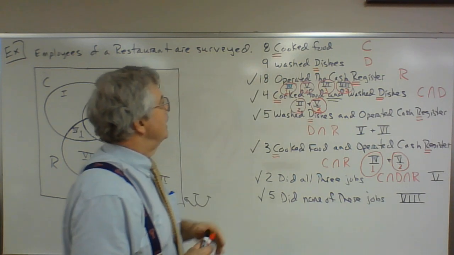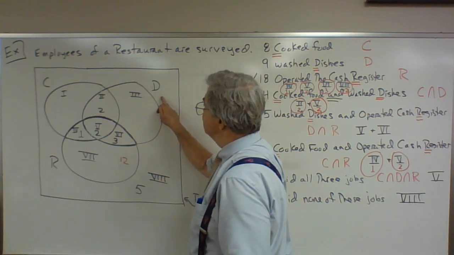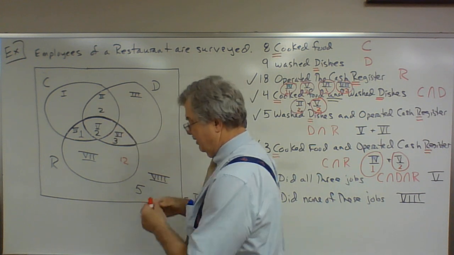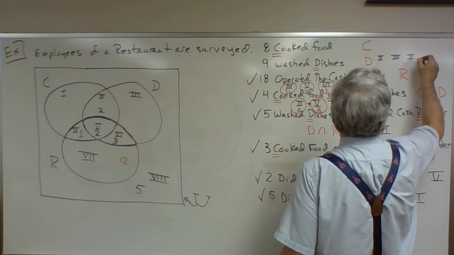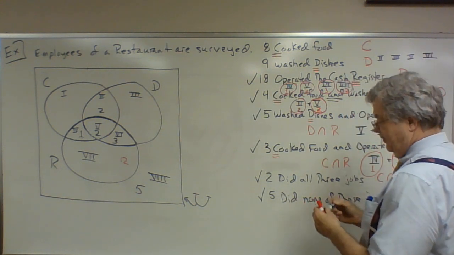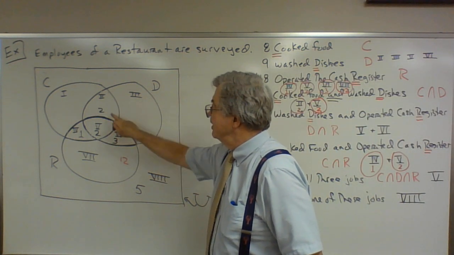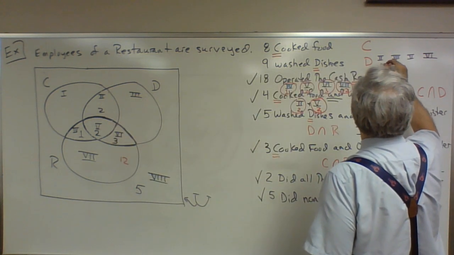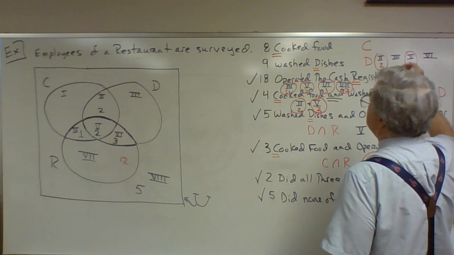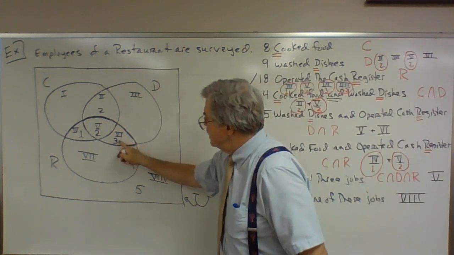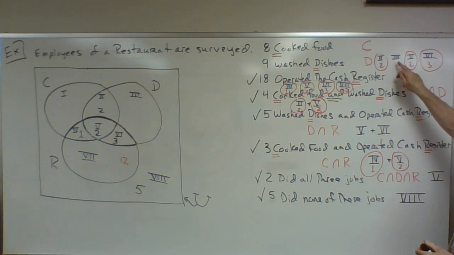9 washed dishes, okay. And the dishes circle is regions 2, 3, 5, and 6. And we know how many people are in 2, 5, and 6. Two people are in region 2. Two people are in region 5. Three people are in region 6. The only region we don't know is region 3.